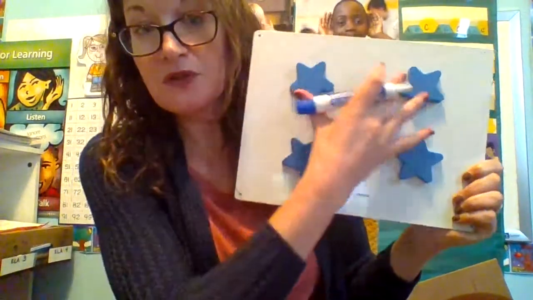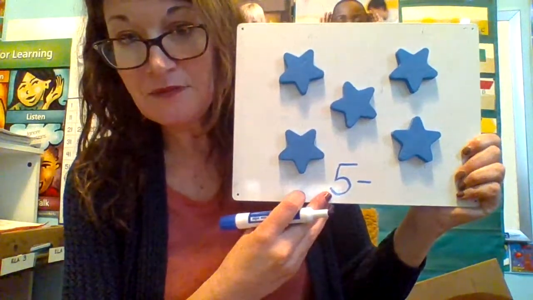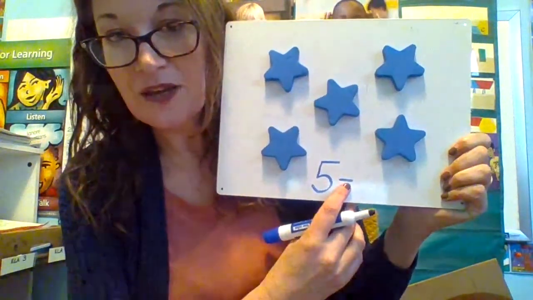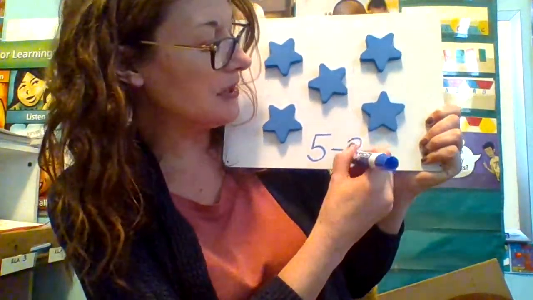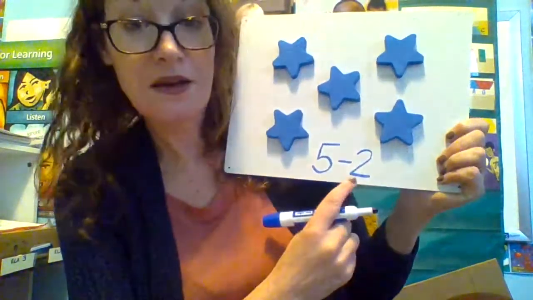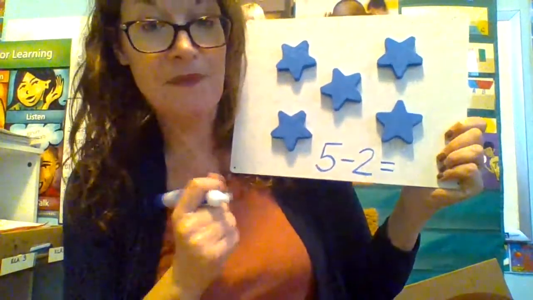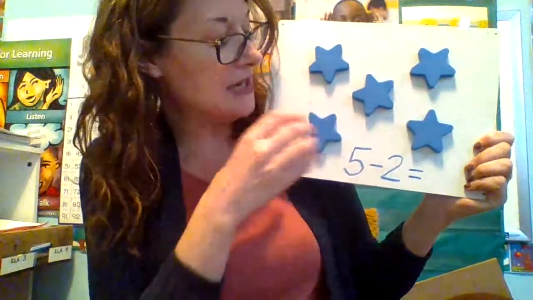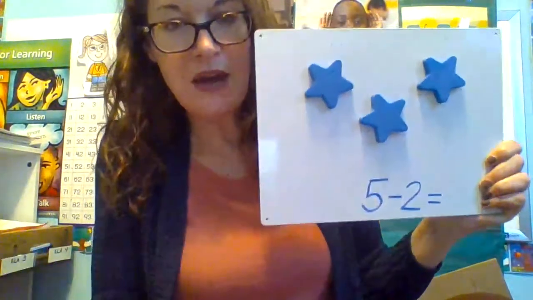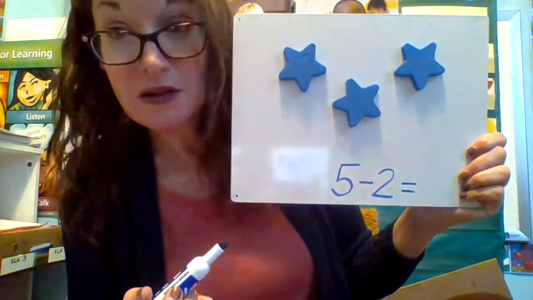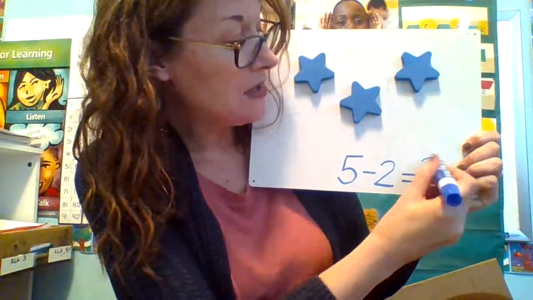Okay, so first add up what you have there to begin with, write it down, put your minus symbol down. I have 5, and I'm going to take away 2. I'm going to write down how many I'm taking away. Okay, before I take them away, I'm going to put my equal sign, and now I have 5. I'm going to take 2 away. 1, 2, and now I have my total. What am I left with? 3, that's right. 1, 2, 3.